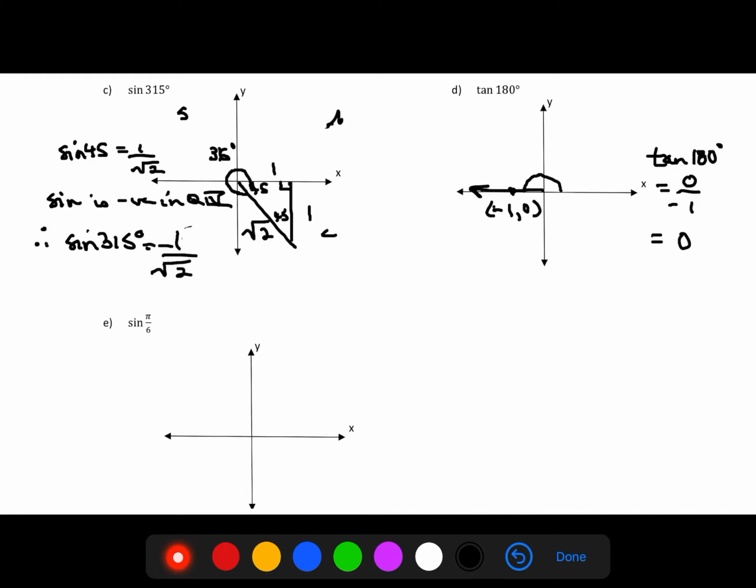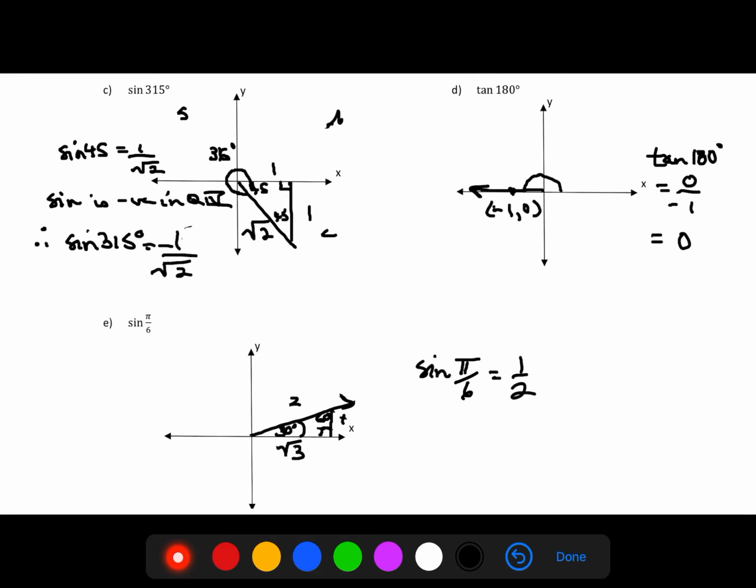Sine of pi over 6. So pi over 6 automatically we know is our 30-degree angle. So we're going to draw that in our first quadrant. Again, sorry I drew it a little bit small there, but you get the idea. And we're going to have our 30, 60. So again, 1, 2, root 3. It is in the first quadrant. We know it's an acute angle. We know all of them are positive, and that is the exact angle that we're talking about. So sine of pi over 6 is equal to 1 over 2.